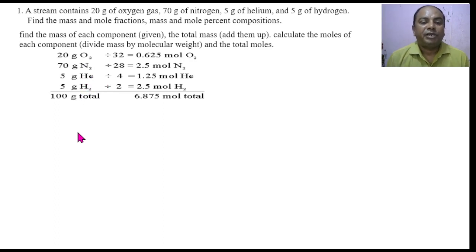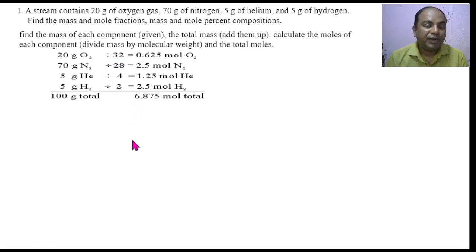Now initially what we have to find out is the moles. And what is a mole? Mole is the amount of substance. A weight equal to its molecular weight is nothing but a mole. That is what we have to first determine: when weight is equal to its molecular weight, it means that it is 1 mole.